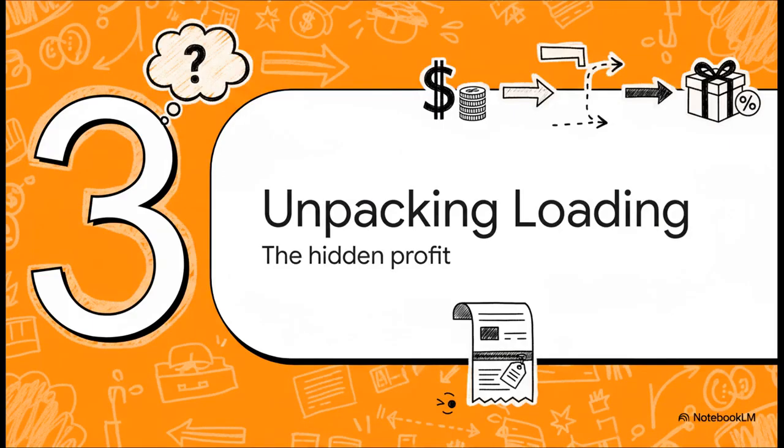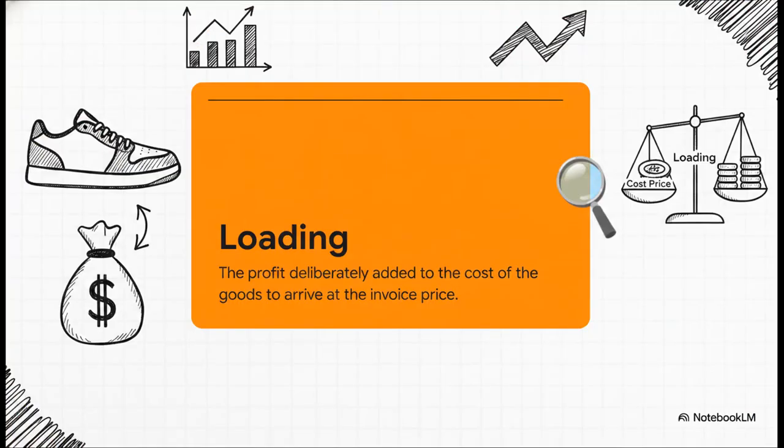All right, let's get into Section 3, Unpacking the Loading. In accounting terms, that hidden markup we've been talking about is called loading. Loading is simply the amount of profit you deliberately add to the cost of the goods to arrive at the invoice price. In our sneaker analogy, the loading is exactly $30. It is literally just the difference between your $50 invoice price and your $20 cost price. You have, quite literally, loaded the price with your anticipated profit.